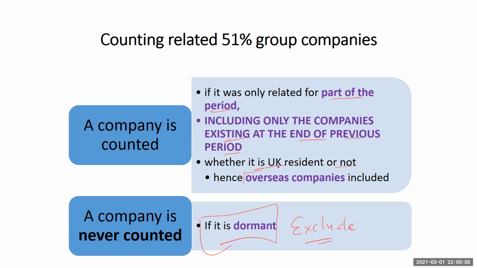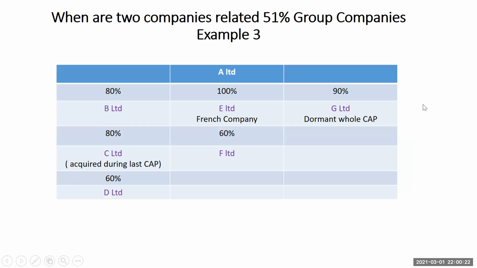And whether it is a UK company or not, we include it, regardless of whether it is overseas or not. Once it meets these two criteria, we include it, and the shareholding is over 50 or 51%, we include it. All right. An example.